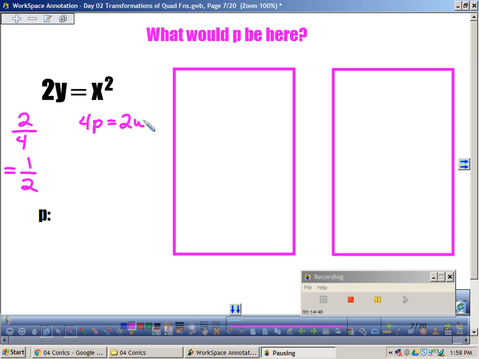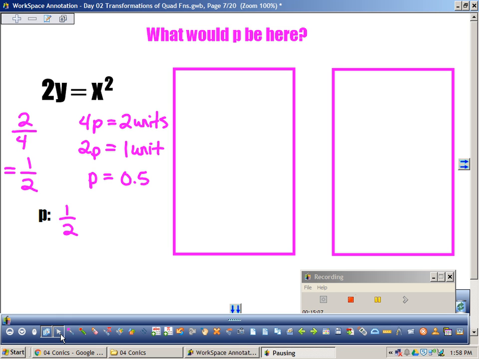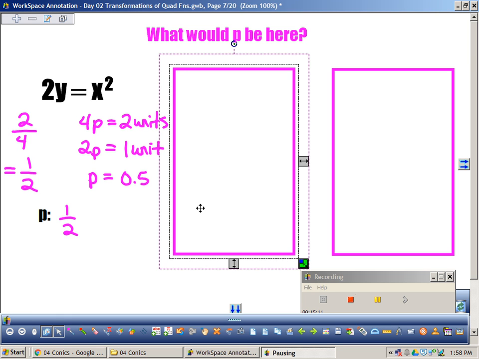4p equals 2 units, okay? 2p equals 1 unit. Half a unit, right? Do you want to write it as a half, or do we want to write it as a decimal? Both? Okay, we'll put 0.5 there, and we'll write 1/2 here. How's that for a settlement? Well, we have both, right? Okay, you guys ready for another one? Yes, Mrs. Muller, we can't wait, right?